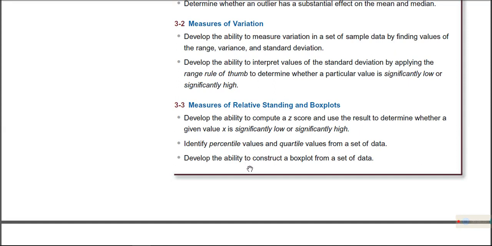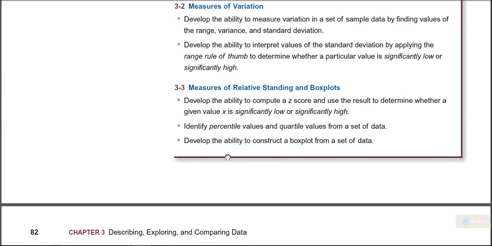I think na-discuss ko 'to doon sa previous year before kayo. Pero doon sa inyo, hindi ko na talaga matandaan kung kasali 'to sa mga na-discuss ko before. Next, we have identify percentile values and quartile values from a set of data.